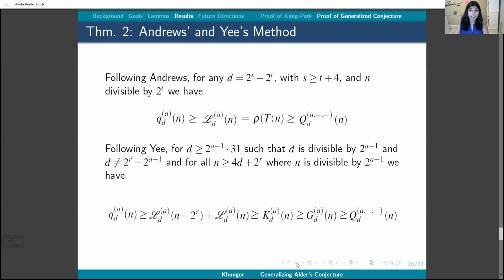To prove this next bit, we used Yee's methods and we used Herb bounds to get this long chain of inequalities. And these L, K, and G functions are again just some special partition counting functions that allowed us to get that this little q function is greater than this big Q dash dash function, thus proving our result.